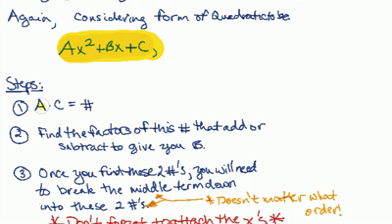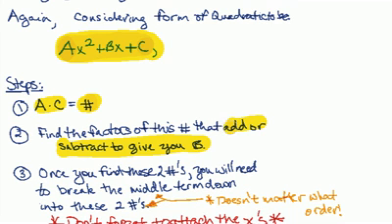So, first thing you do, take a times c. So this first a times this last c. And you get a number. And find the factors of this number, so all the numbers that multiply up to that number, that add up or subtract, so they add or subtract to give you that middle term, b.